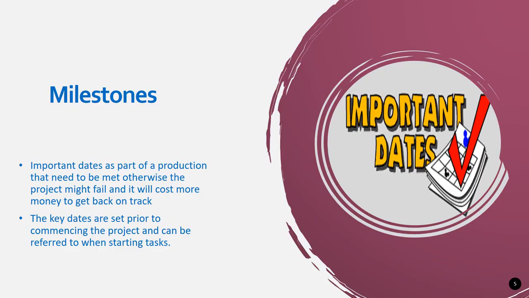They are your milestones, your key dates that need to be met, otherwise your project is going to go off track. Your key dates are usually set prior to starting, and then you can update them as you go along, making sure things are met, accurate and up to date as you go through.